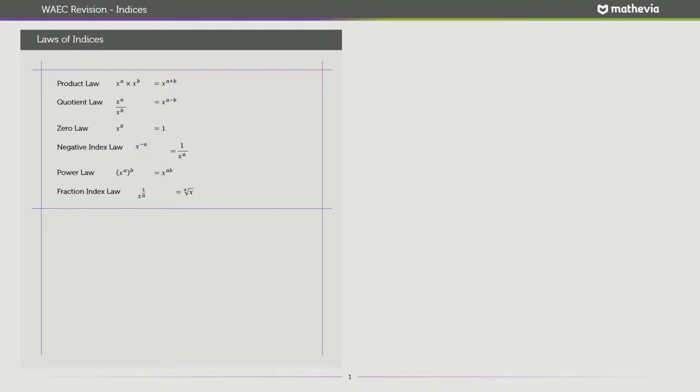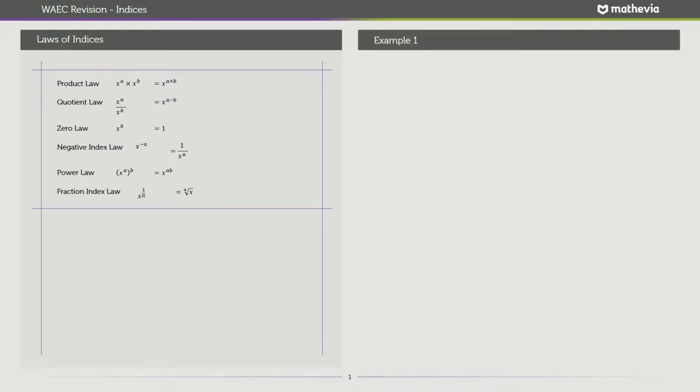When you're solving questions involving indices, the one thing you should be looking for, particularly when you're asked to simplify, is to express whatever you're given in base form, in the base number form. But let's do some examples so we understand exactly what that is.